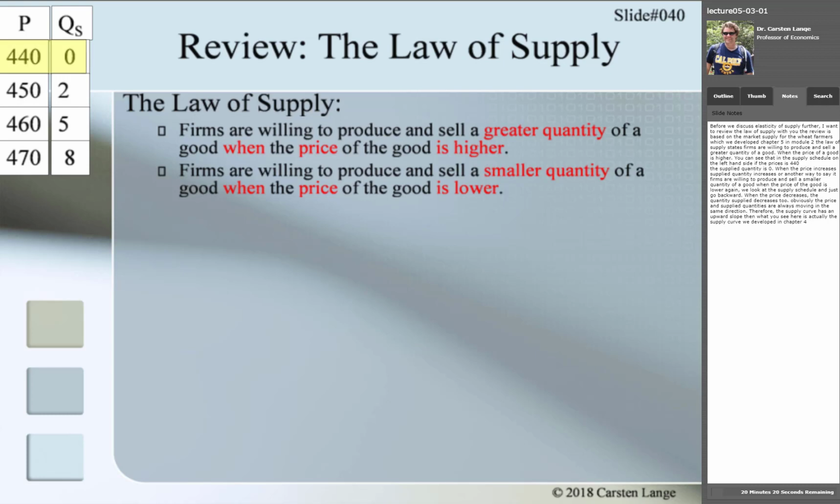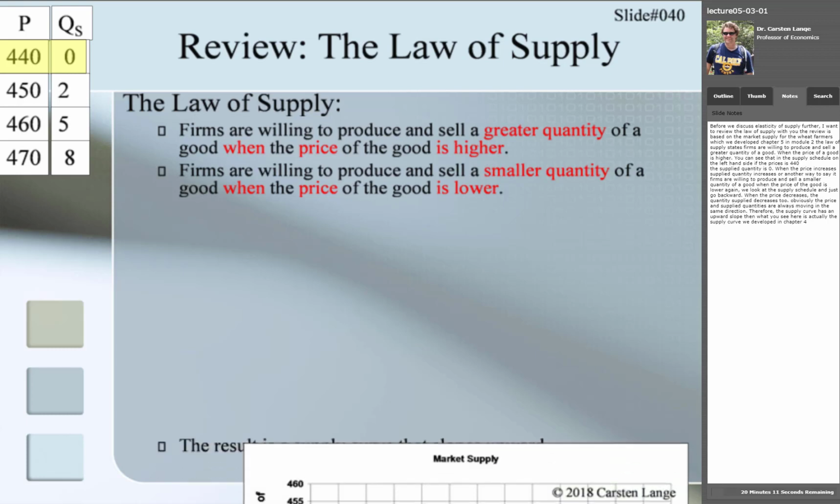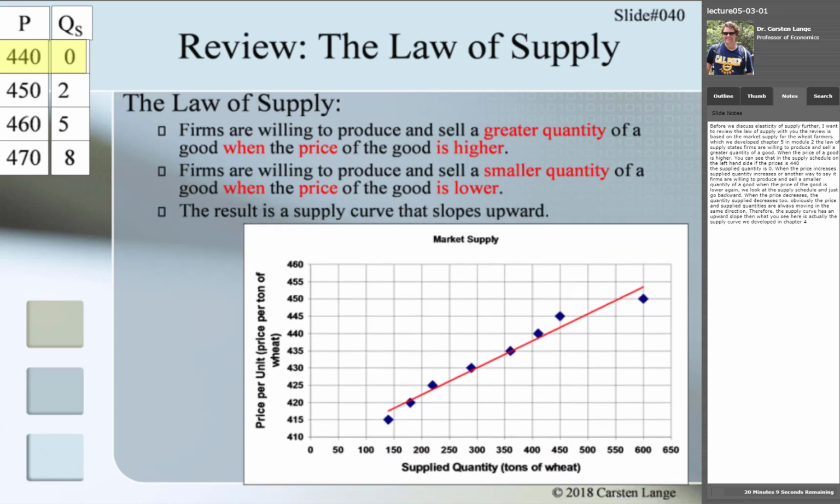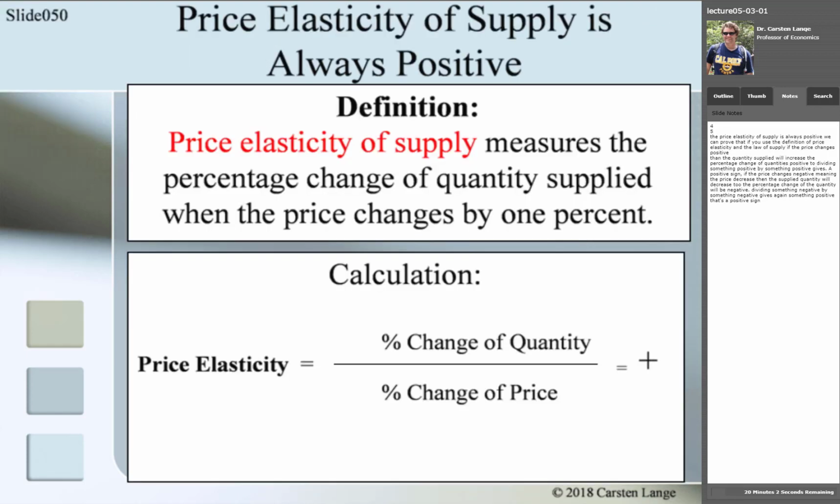Obviously, the price and supplied quantities are always moving in the same direction. Therefore, the supply curve has an upwards slope. And what you see here is actually the supply curve we developed in Chapter 4. The price elasticity of supply is always positive.